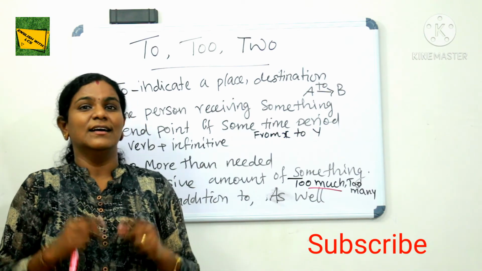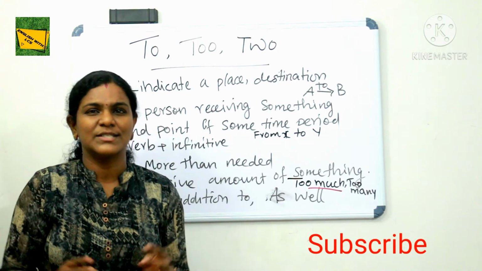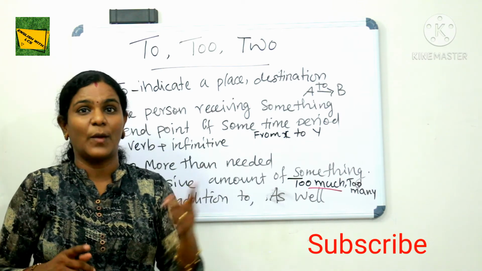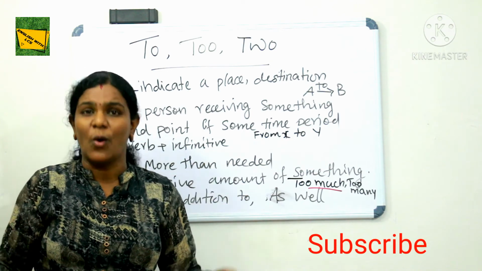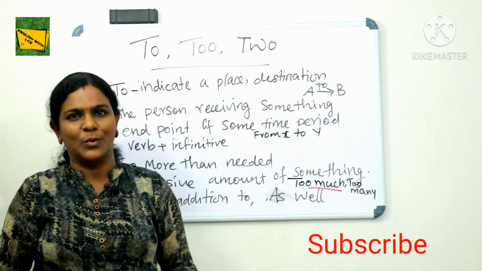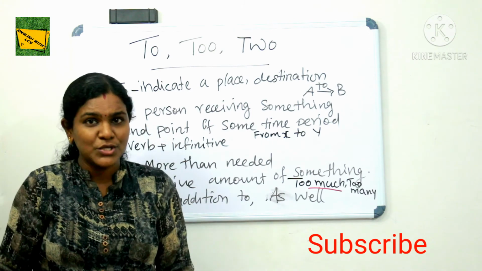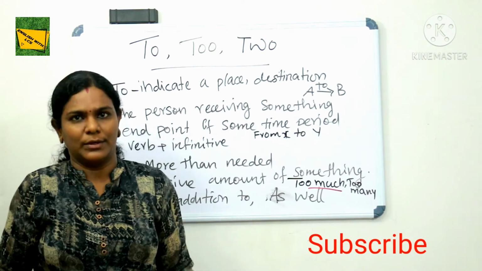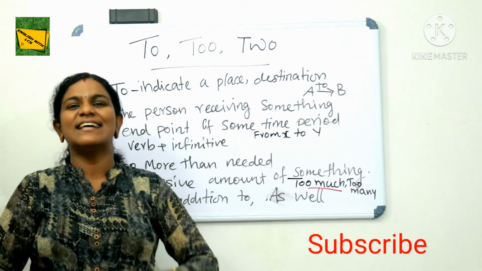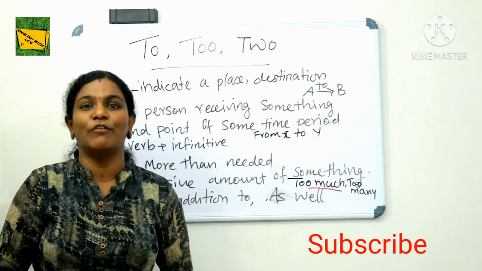Or we can say that the weather is too cold, so I can't go out. So there again the sentence becomes negative because there is too much cold, so I can't go out. I can't afford it. So these are some examples or some usages of too.